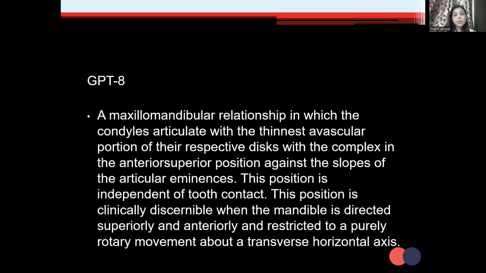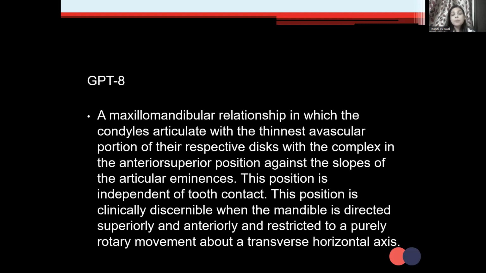The revised definition according to GPT-8 is a maxillomandibular relationship in which the condyles articulate with the thinnest avascular portion of the respective disc with the complex in an anterior superior position against the slopes of the articular eminence. And this position is independent of tooth contact. It is clinically discernible when the mandible is directed superiorly and anteriorly and is restricted to purely rotary movement about the transverse horizontal axis.